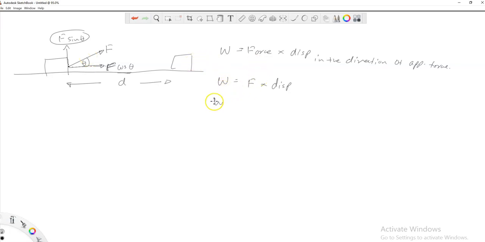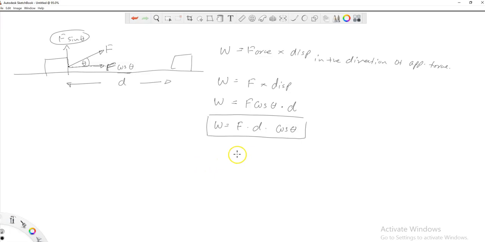So we define work equals F cosine theta times displacement, which is d, and we rearrange the equation a little bit. Work is F d cosine theta. So this is the better final standard form. Work is equal to force multiplied by distance multiplied by the cosine of the angle between them.